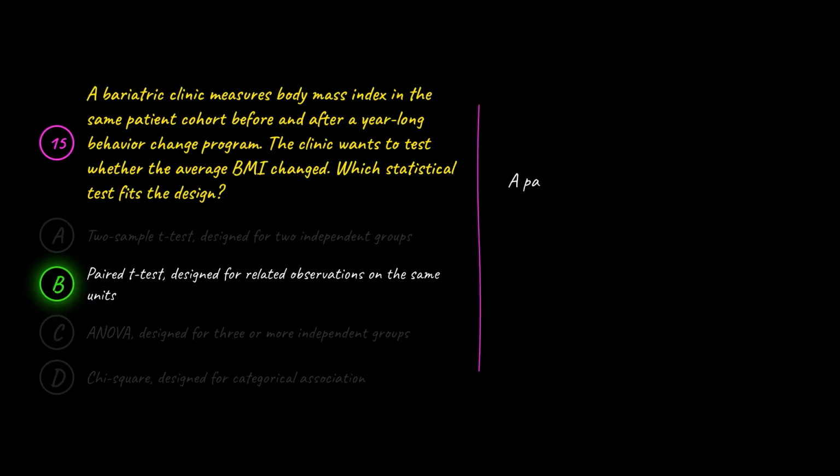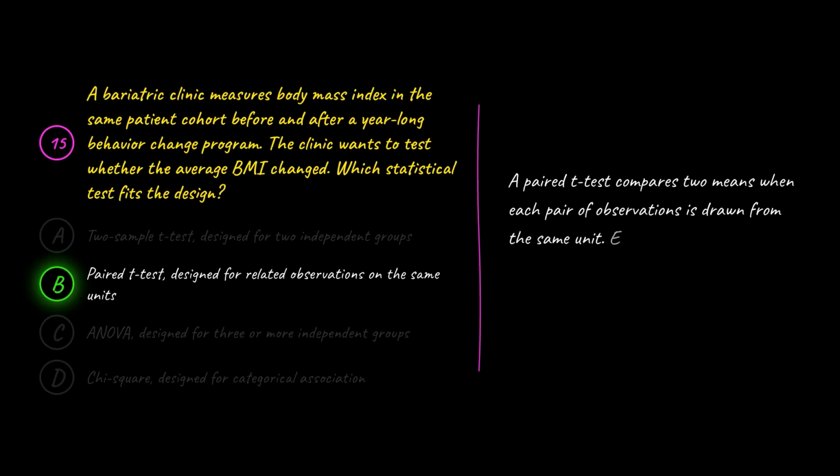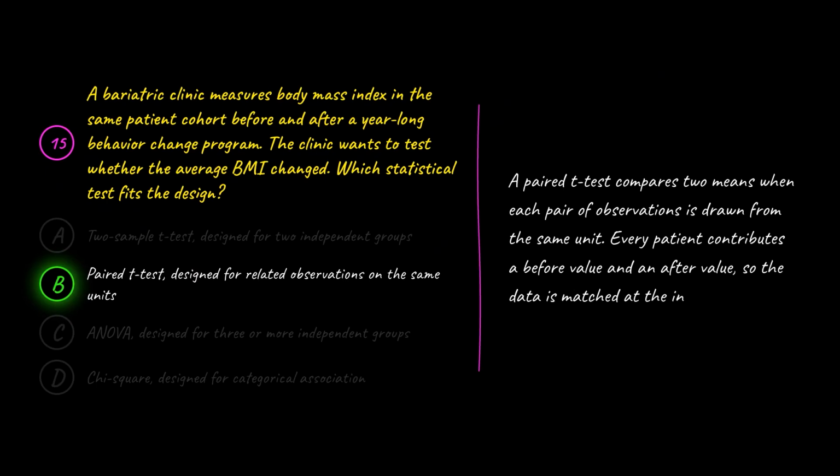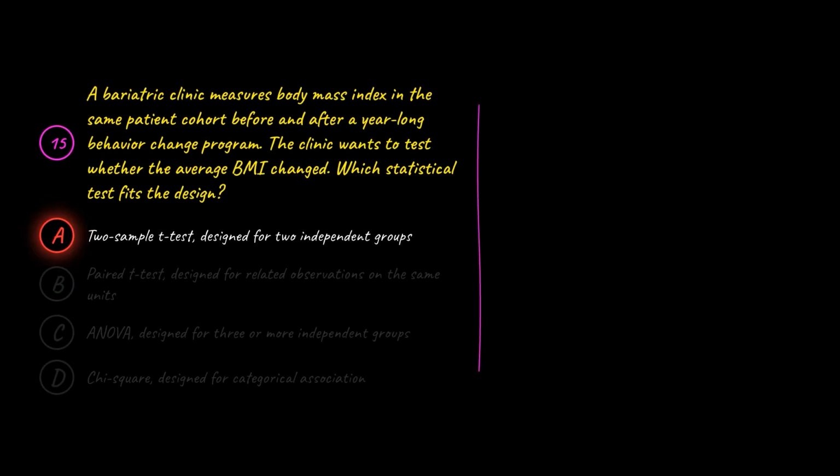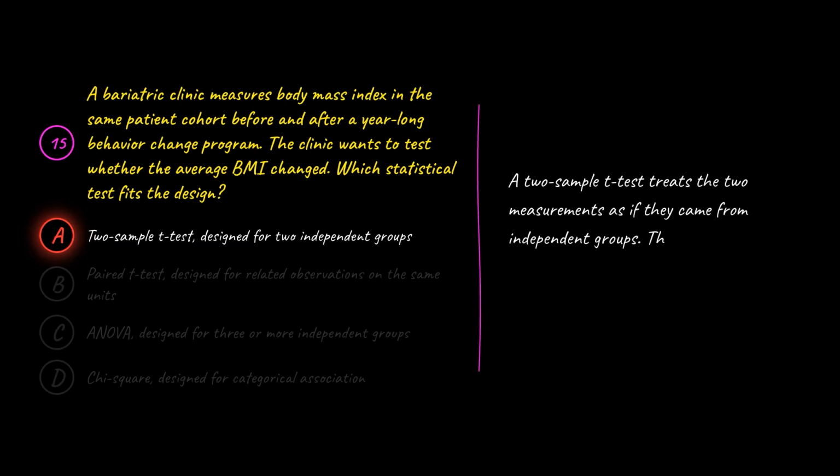B is correct because a paired t-test compares 2 means when each pair of observations is drawn from the same unit. Every patient contributes a before value and an after value, so the data is matched at the individual level. That match structure is exactly what the paired t-test handles. A is wrong because a 2-sample t-test treats the 2 measurements as if they came from independent groups. The same patients appearing twice violates the independence assumption.